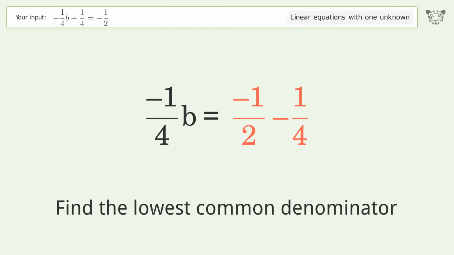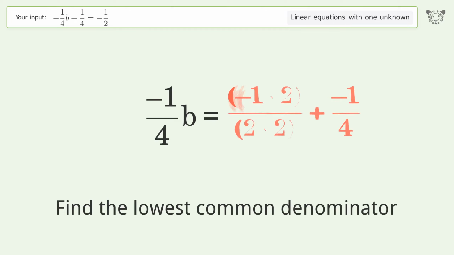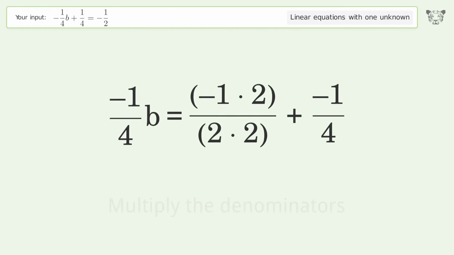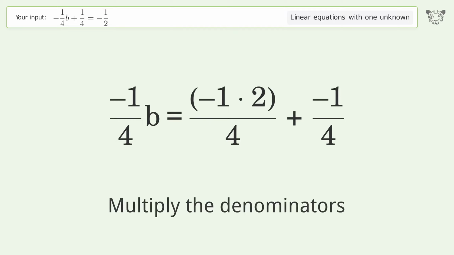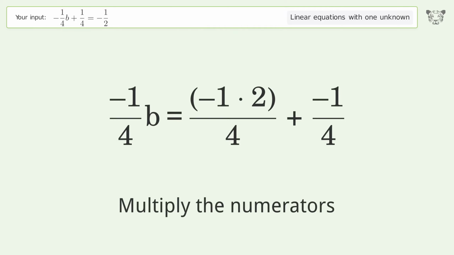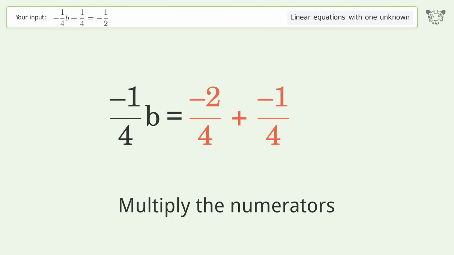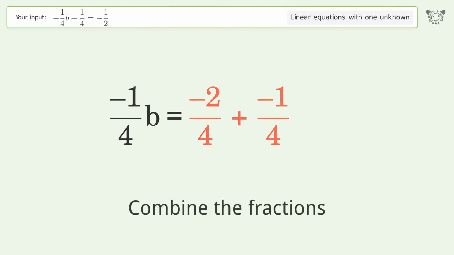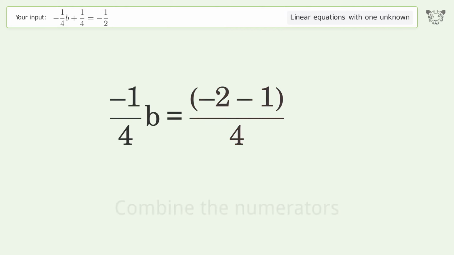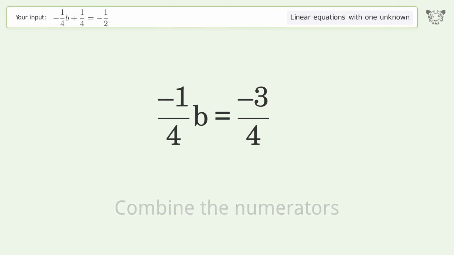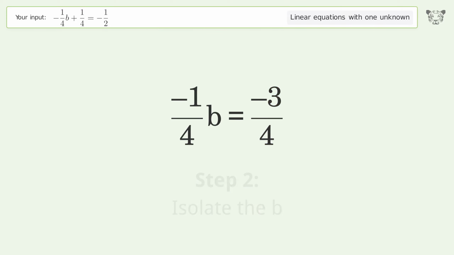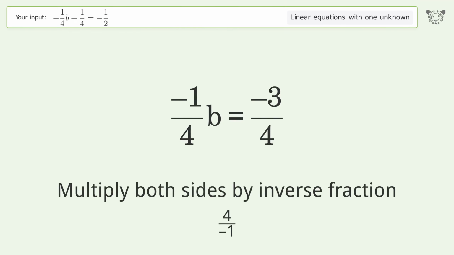Find the lowest common denominator. Multiply the denominators. Multiply the numerators. Combine the fractions. Combine the numerators. Isolate the b. Multiply both sides by inverse fraction 4/-1.